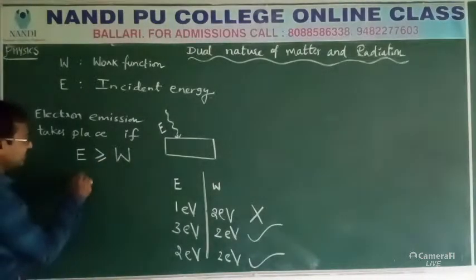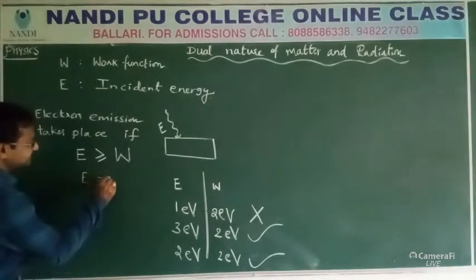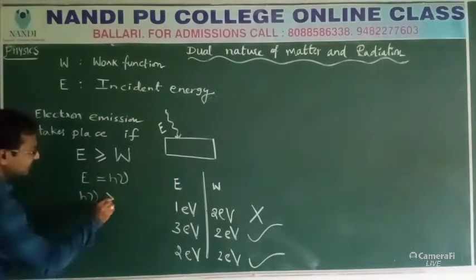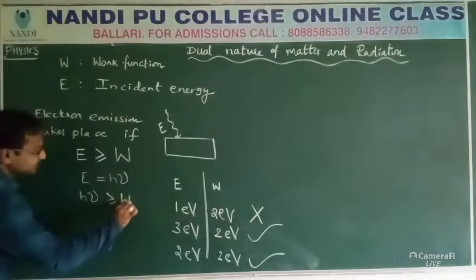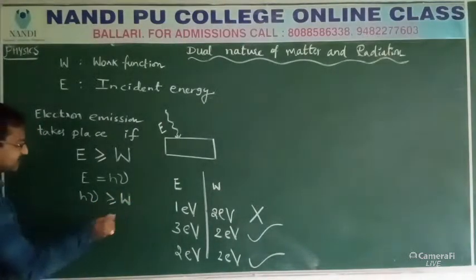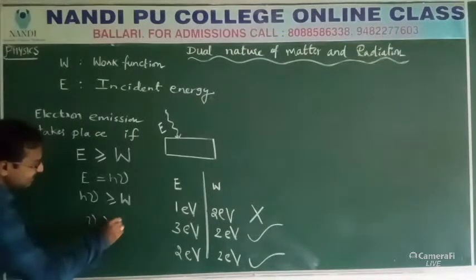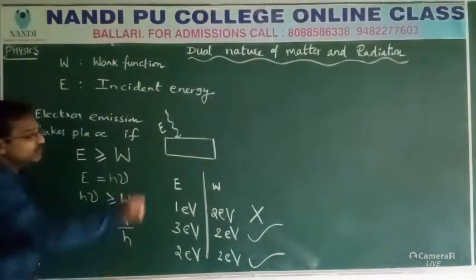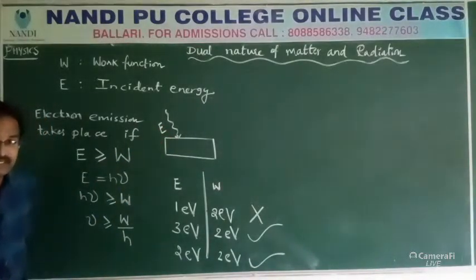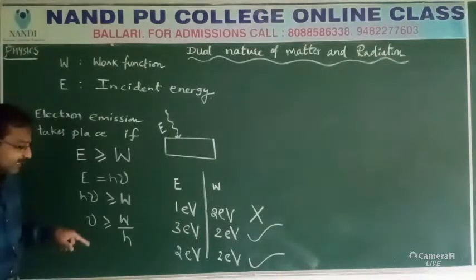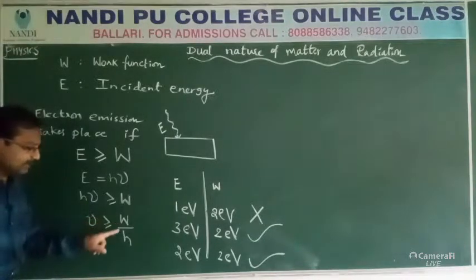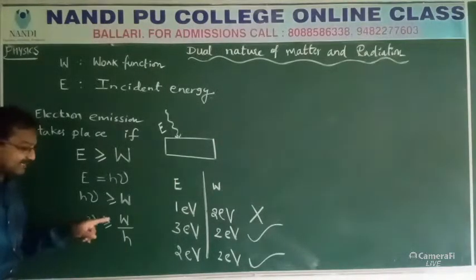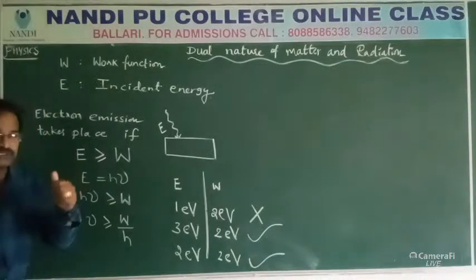Okay. So we have E equal to h nu. So we can write h nu greater than or equal to W. Send this h this side. Nu greater than or equal to W by h. So the frequency of incident light must be greater than or equal to W by h. If this frequency is less than this value, no emission.